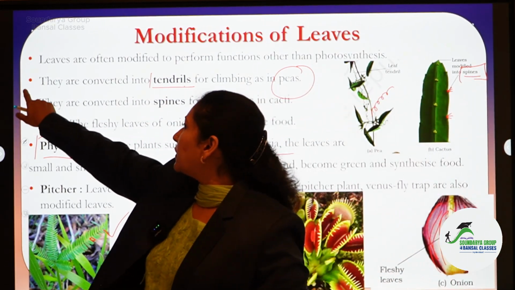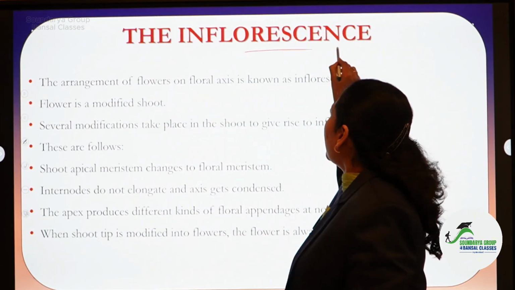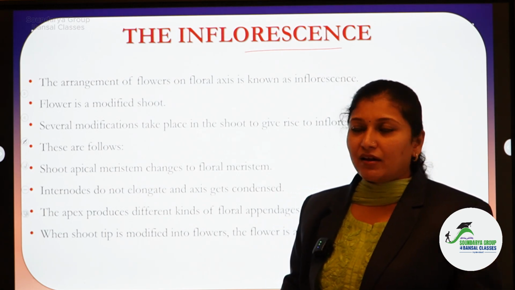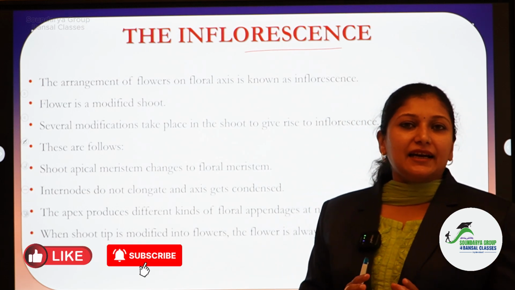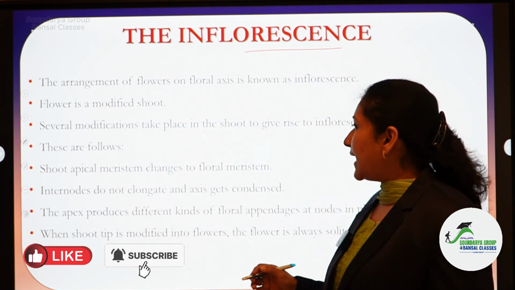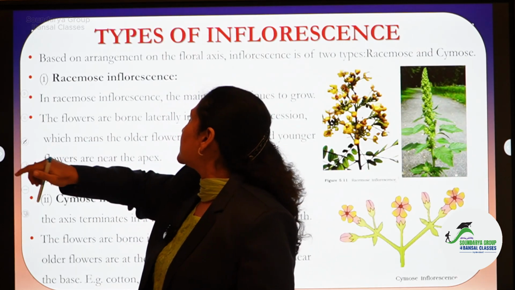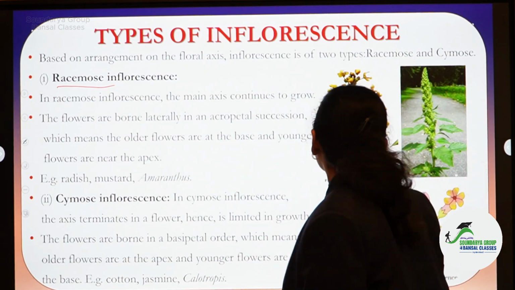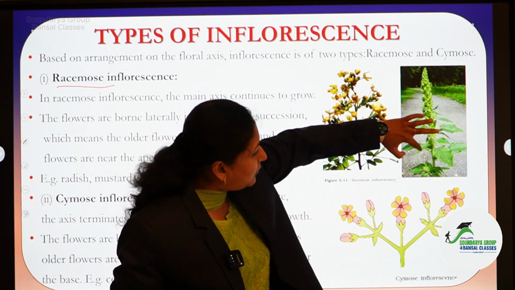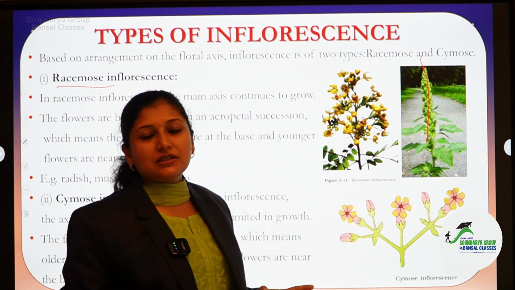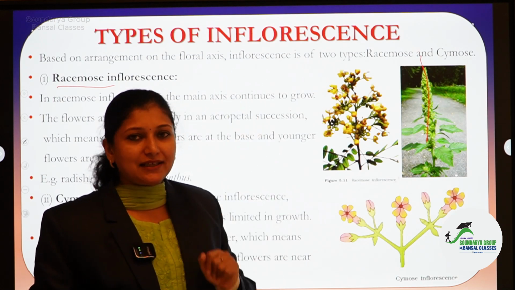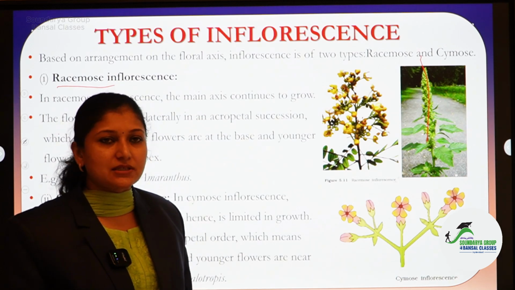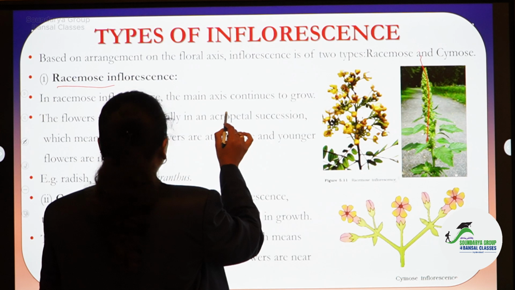The next one is inflorescence. For sure, one question from inflorescence comes in NEET mostly. Inflorescence means the arrangement of flowers on the floral axis. We have two main types of inflorescence, racemose and cymose. You can see here in this actual picture of the plant, the tip is continuously growing. Always remember: young flowers towards the tip, old towards the base. That is known as racemose type of inflorescence. This type of succession is known as acropetal succession.